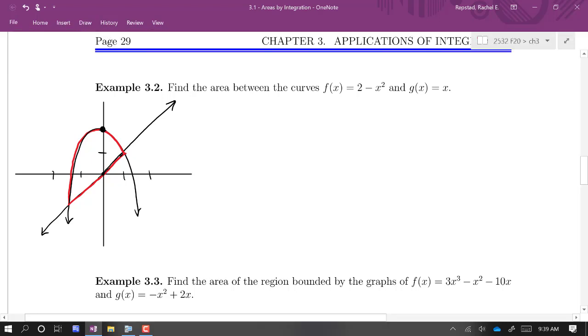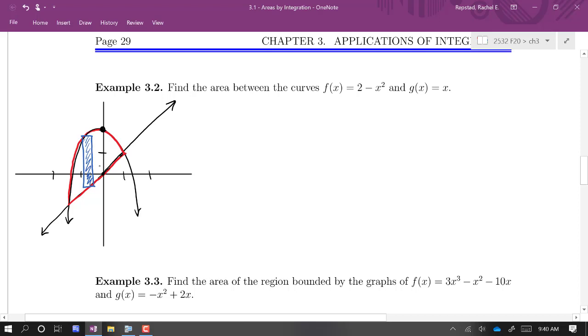In this example, we do need to use vertical rectangles again. And it doesn't matter where I draw, it's just a vertical rectangle. I know that vertical rectangles will work because throughout the whole region, the top curve is always the parabola and the bottom is always the line. And that's consistent no matter where I draw that rectangle.